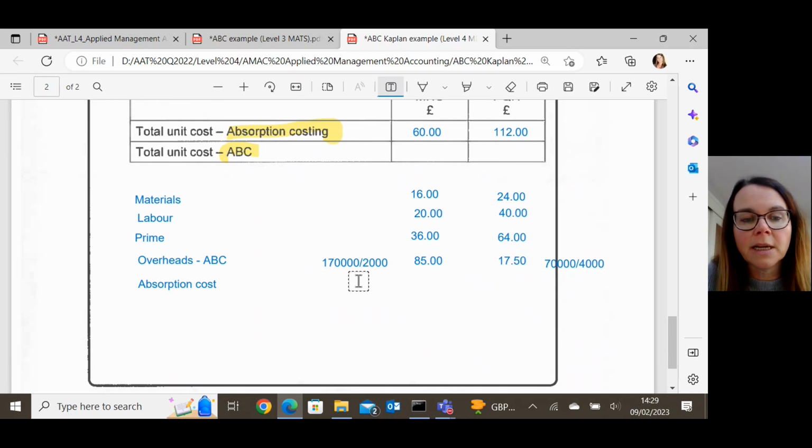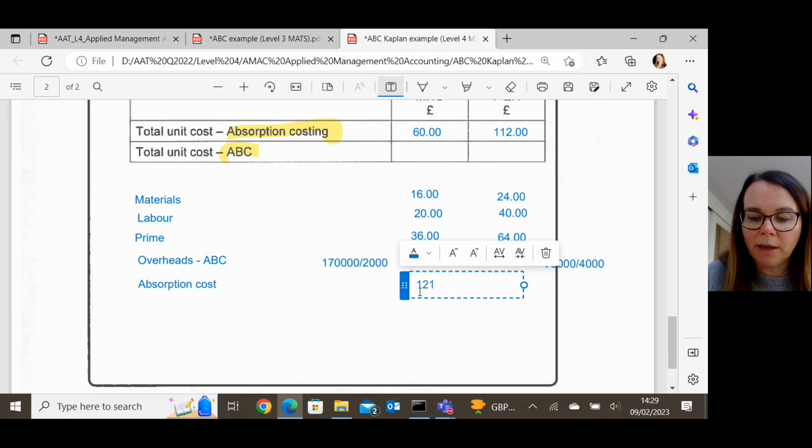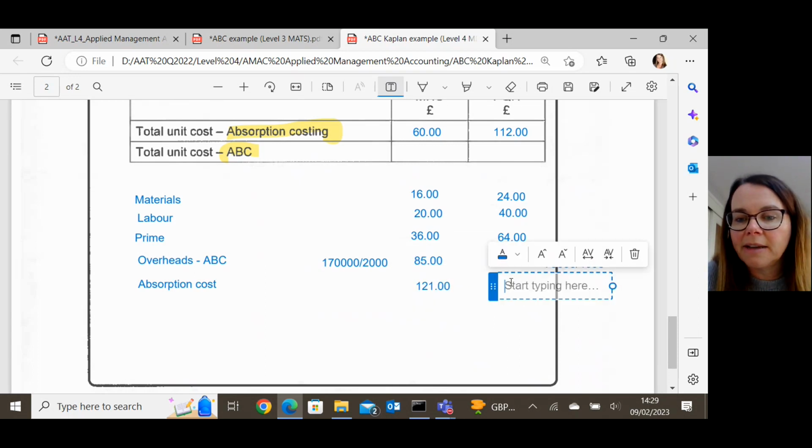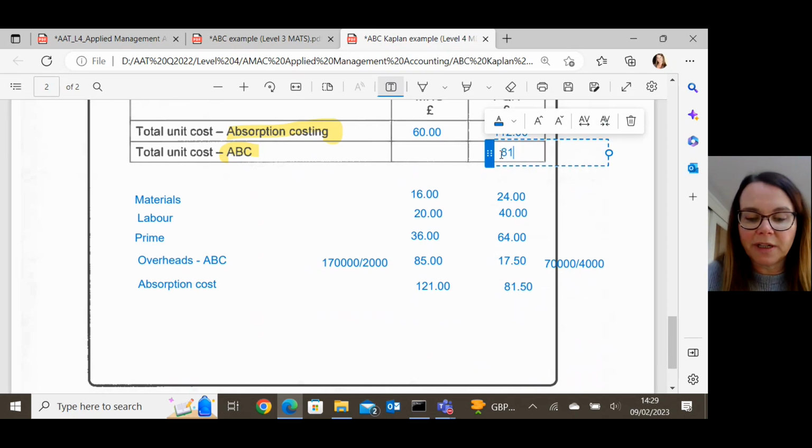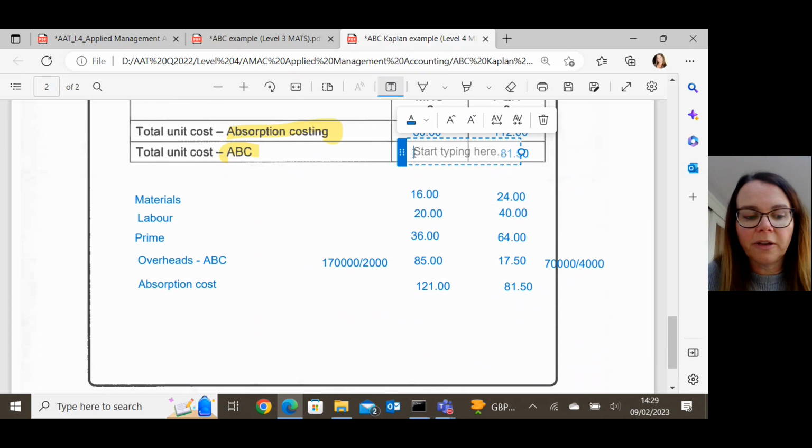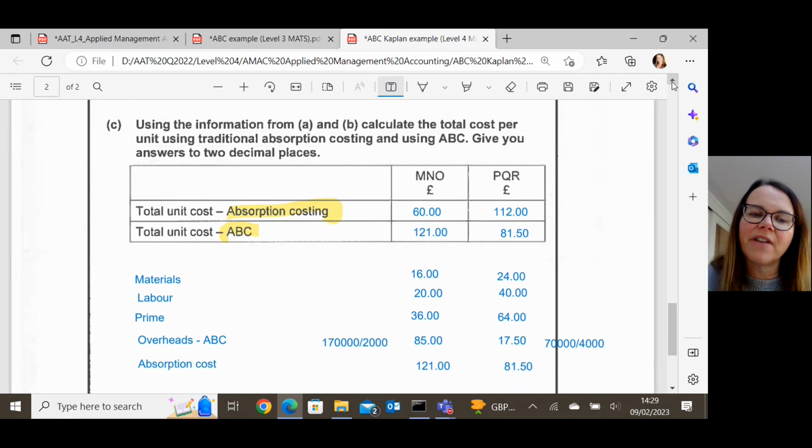£17.50. So now my absorption cost, but using activity-based costing principles, for the MNO is 36 plus 85, which is £121, compared now to 64 plus £17.50, which is £81.50. So you can see that changing the way we've absorbed the overheads for this quite overhead heavy business would totally have changed our decision making.